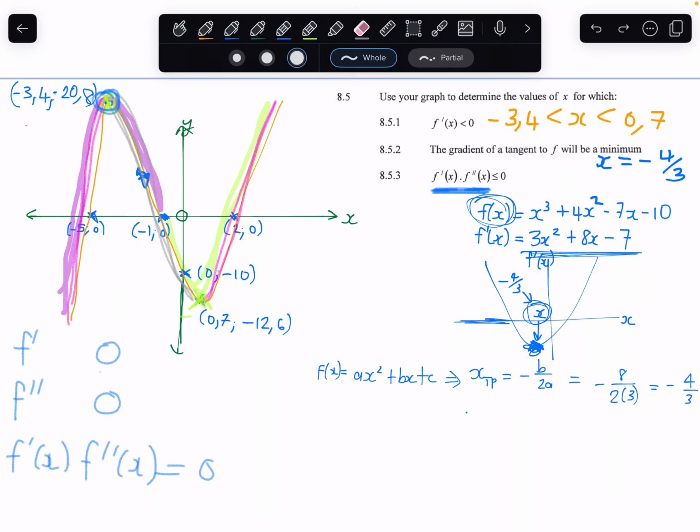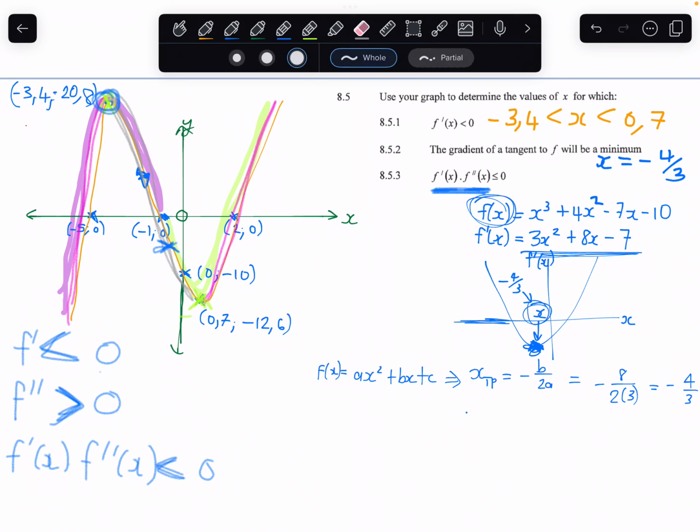Okay, so let's look at another point. Let's look at this point over here and what's going on, right? So at that point, f prime is negative. The gradient is negative, right? And f double prime is possibly concave. So we're possibly looking at a part of the graph where it's concave up. So f double prime would be a positive number. So then f prime times f double prime at that point would be smaller than 0 because the one is negative, the other one is positive.